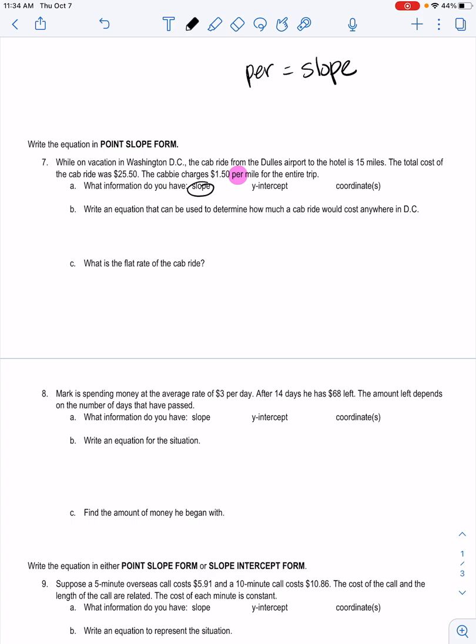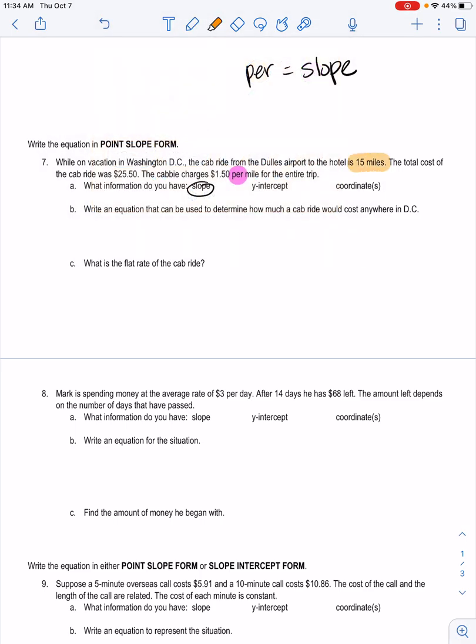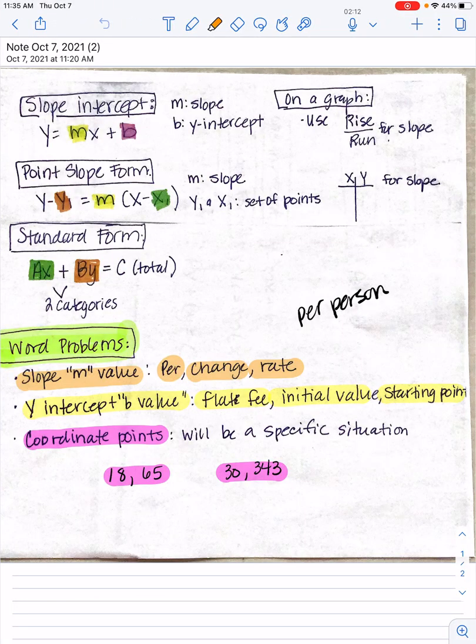So what information do you have in this one? We definitely have the slope. So now we need to figure out what the 15 miles and what the cab ride cost of $25.50 are. Are these the y-intercept, or are they coordinate points? So if we look back again at that paper, we said that the y-intercept words that we would see would be flat fee, initial value, or starting point.